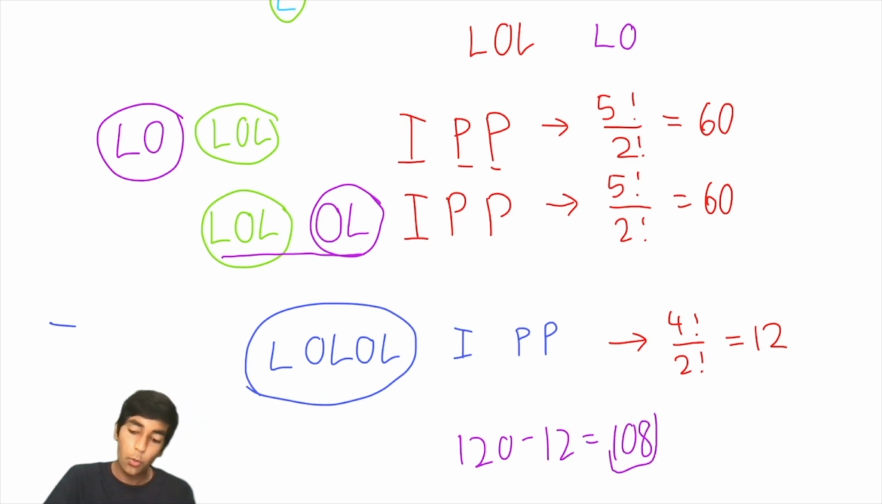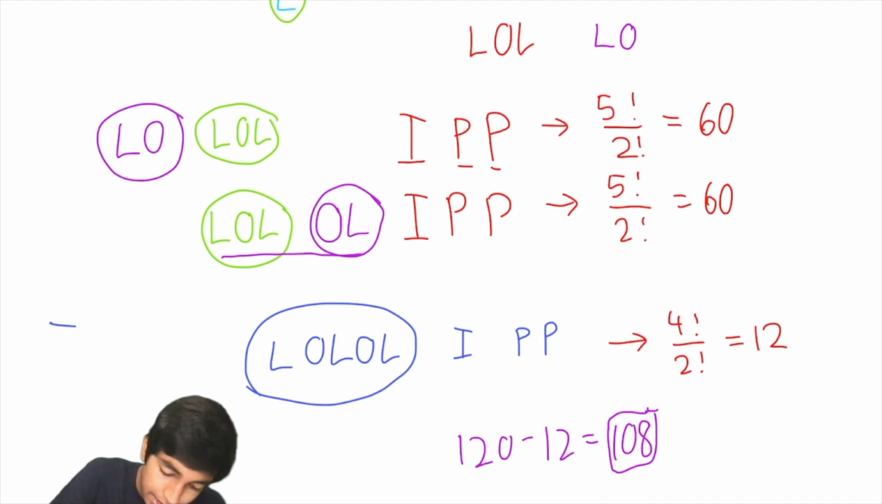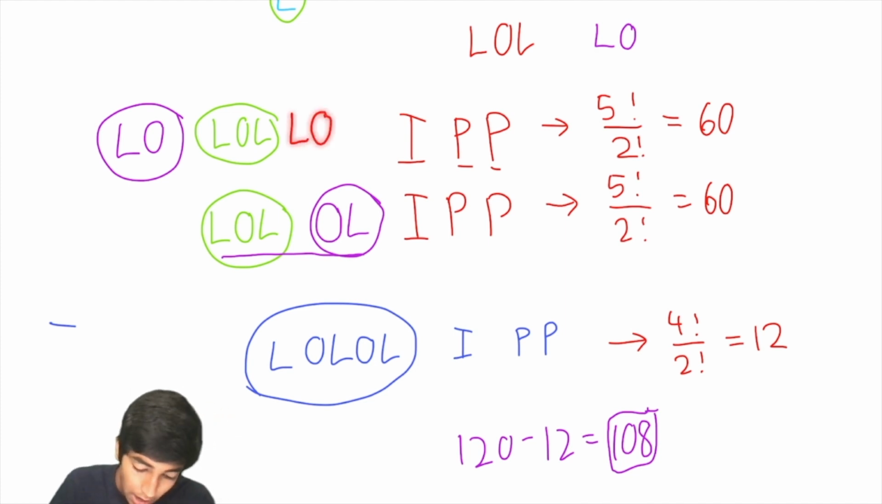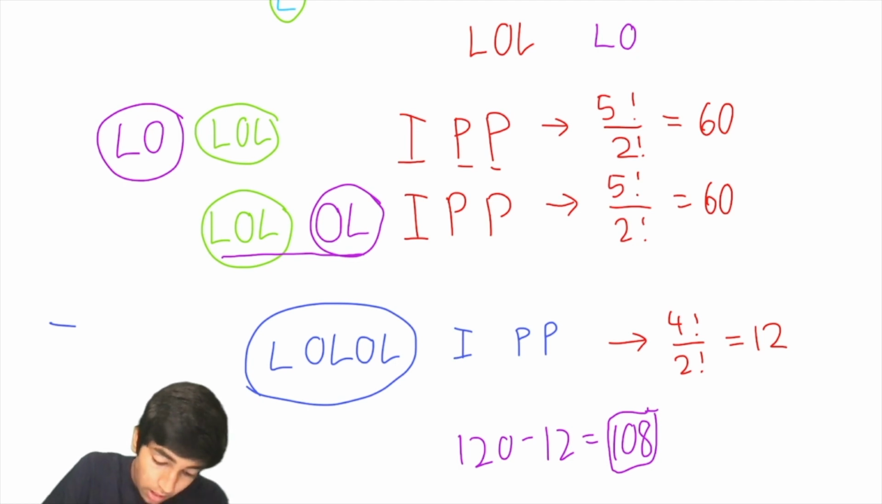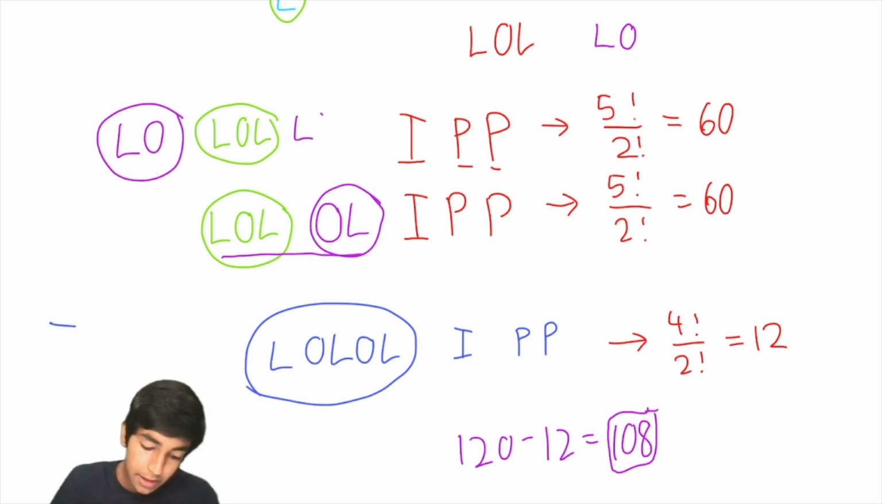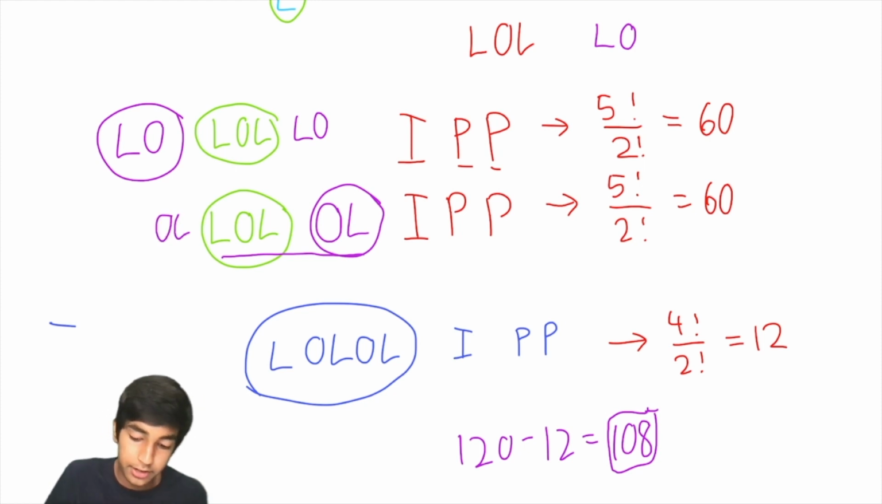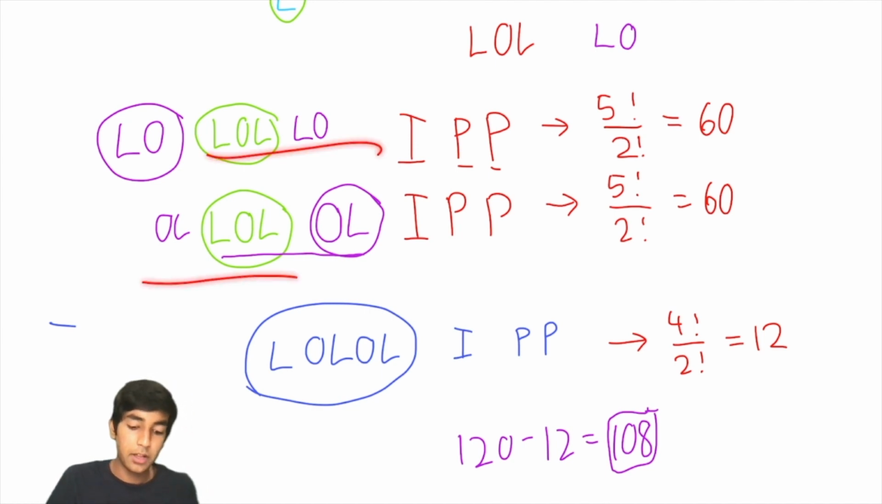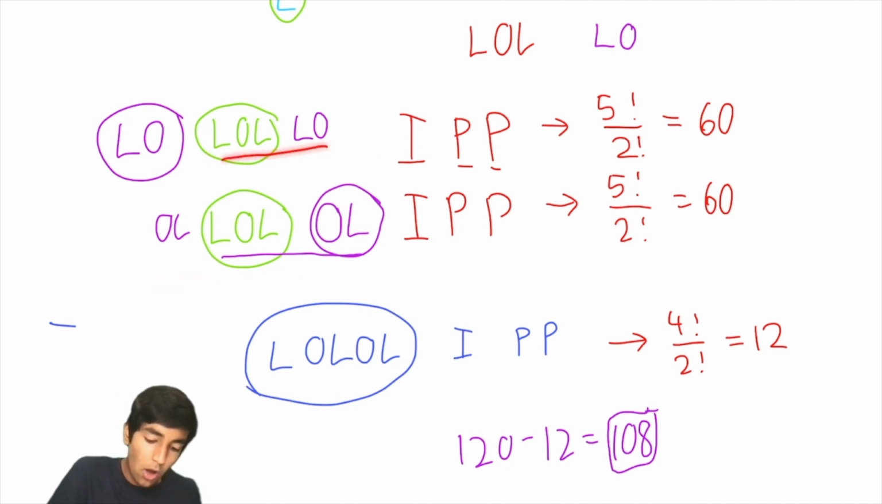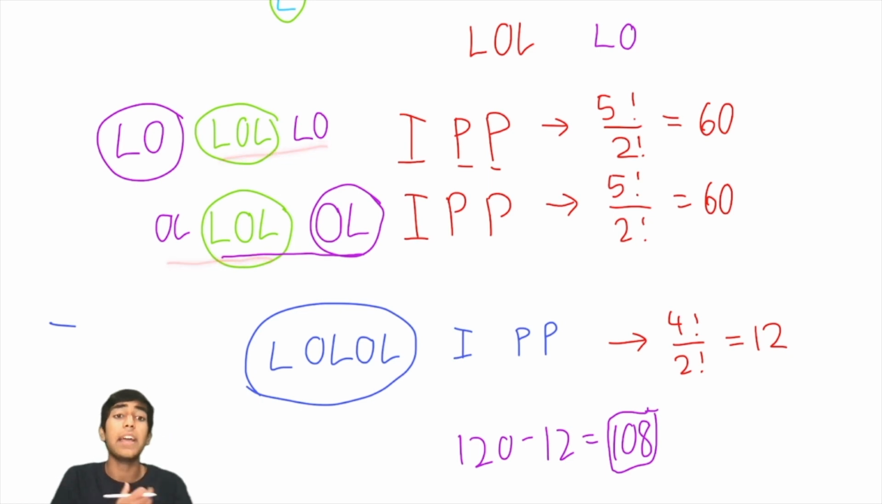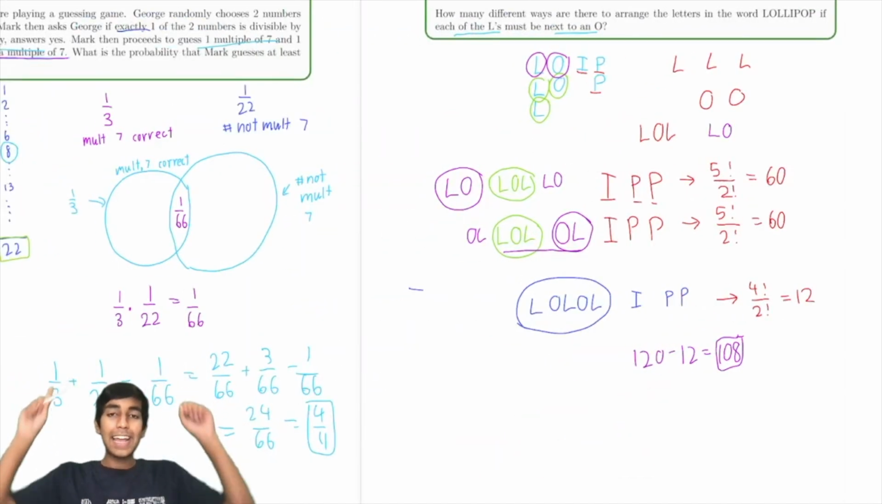And luckily for us, we're not overcounting any other case, because any other case, like for example, if we had LOL here, and then we had maybe something like OLL, these are different cases. They're not the same, right? Because LOL, OLL, they're not the same thing. So luckily, there's nothing else that's overcounting between these cases. Just 12. So our answer, 108.